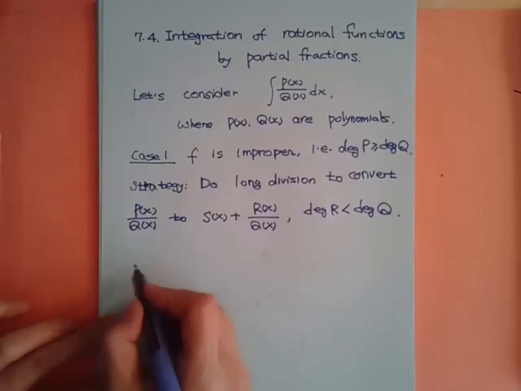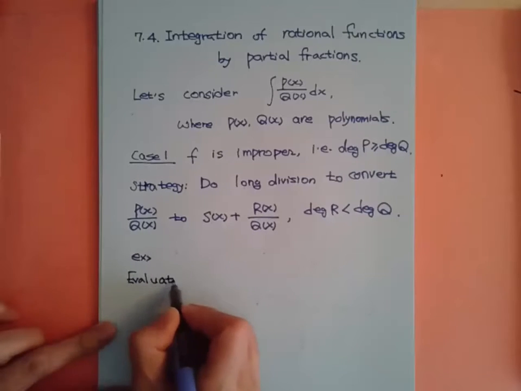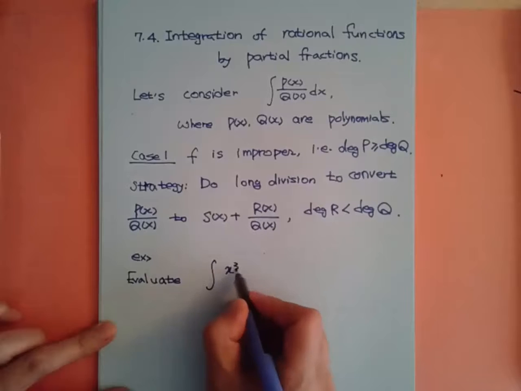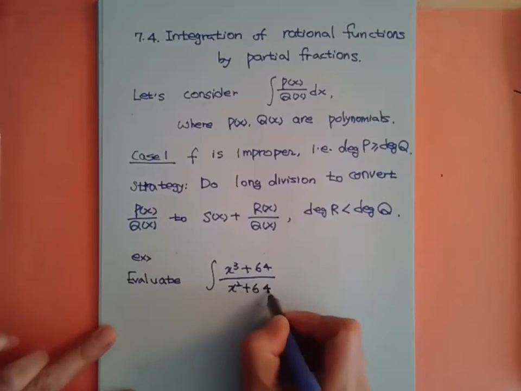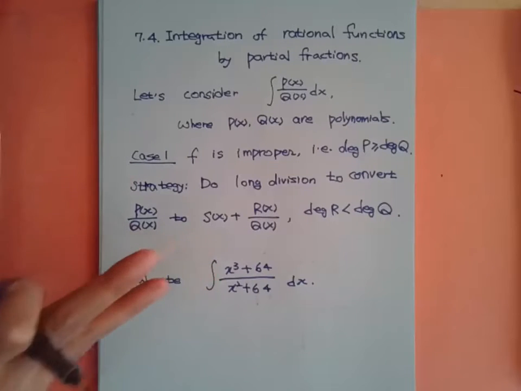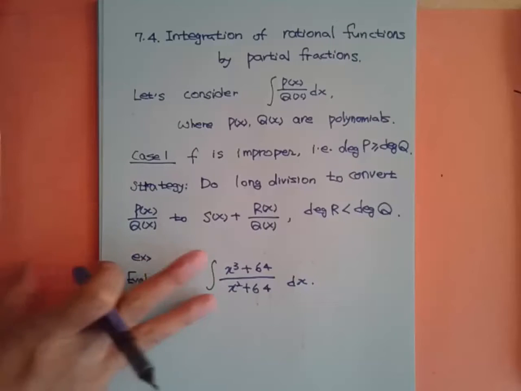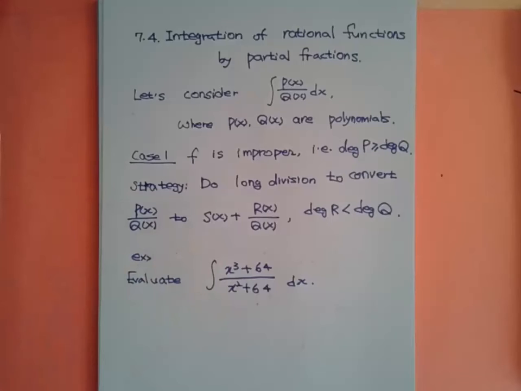Let's work with the example. Evaluate the integral of (x cubed plus 64) over (x squared plus 64) dx. This integral falls into this case because the degree of the numerator is 3 and the degree of the denominator is 2. So the degree of the numerator is larger than the degree of the denominator, and we want to do a long division.